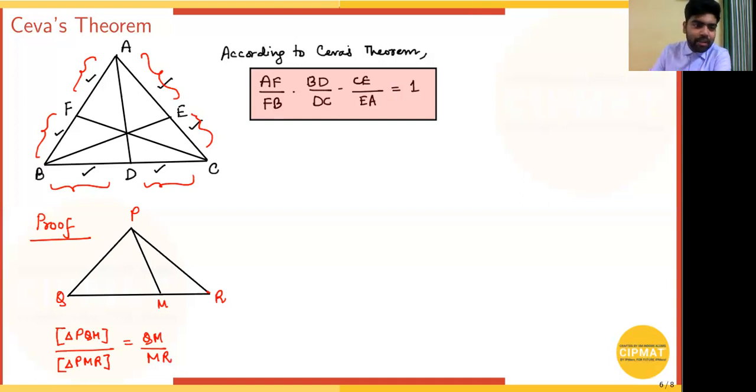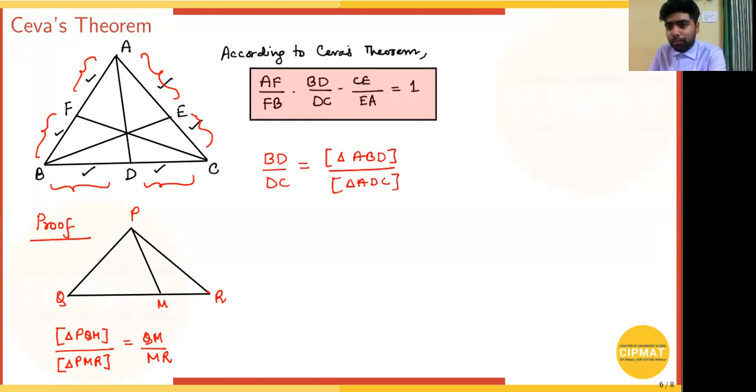So let's see. Can you tell me what is AF upon FB? Or let's just go with BD upon DC. Can I say that BD upon DC is the area of triangle ABD upon the area of triangle ADC? Yes, of course I can say that. Now again look into this figure properly and let's say that this point of intersection of these three lines is L.